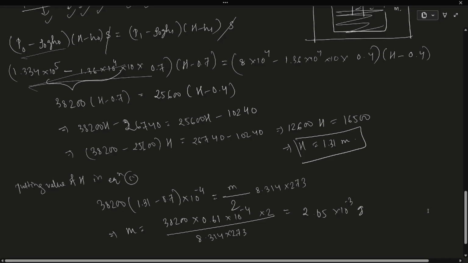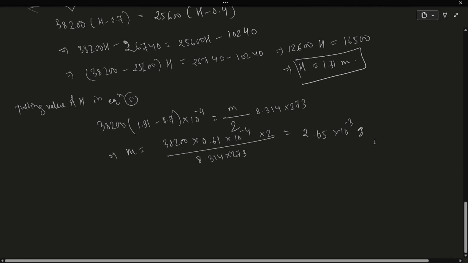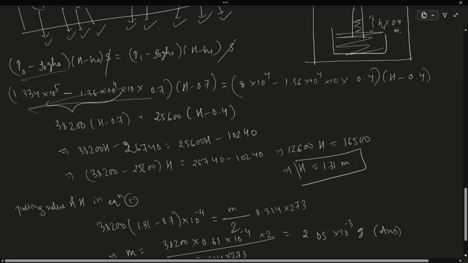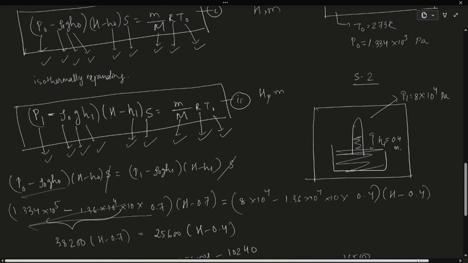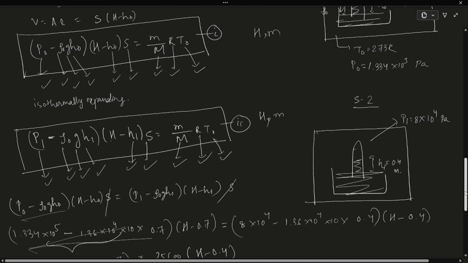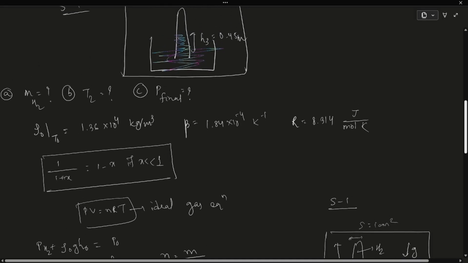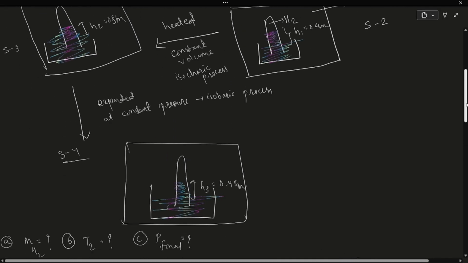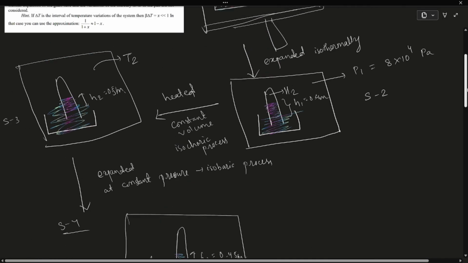Now I think it's okay. We got the mass of hydrogen, right? 2.05 into 10 to the power minus 3. It is our first one. This is the answer of it. Then it is said to find the temperature T2. Temperature T2 is in scenario 3, right?